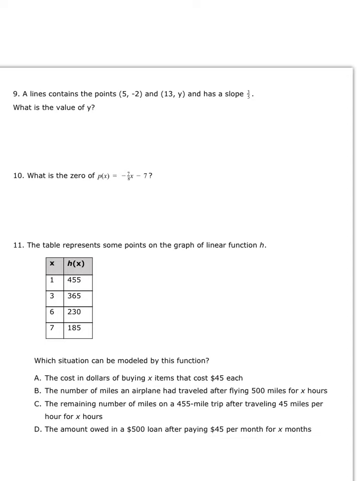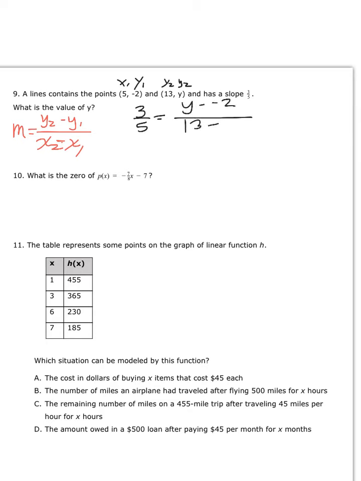So then I've got 3/5 equals, let's say this is x1, y1, x2, y2. So I'm going to have y minus a -2 over 13 minus 5.